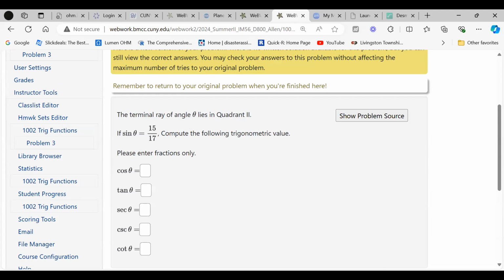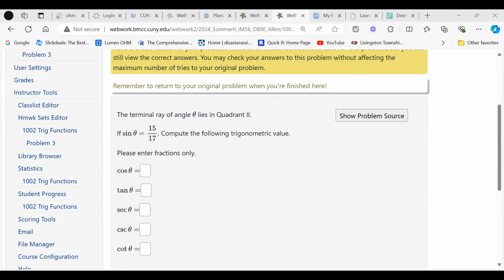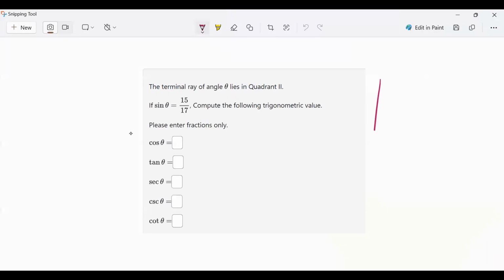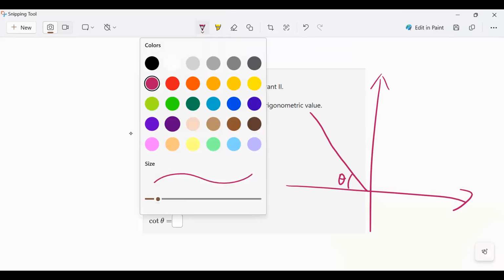Now we want to find out: if sine theta equals 15 over 17, compute the rest of the trigonometric functions, right? Now, first of all, let's draw this. This angle is in the second quadrant. So we go here, and this is going to be the second quadrant. So the theta is here.